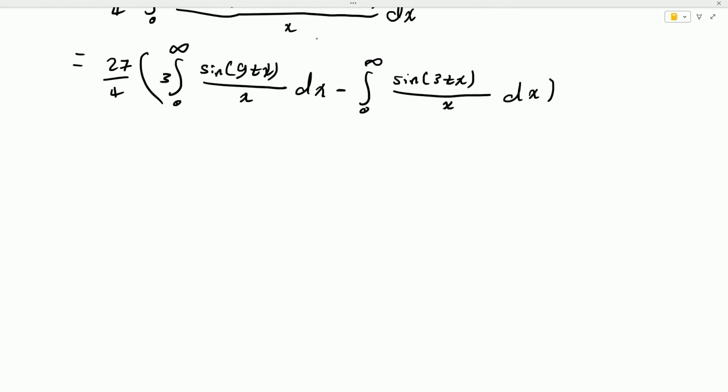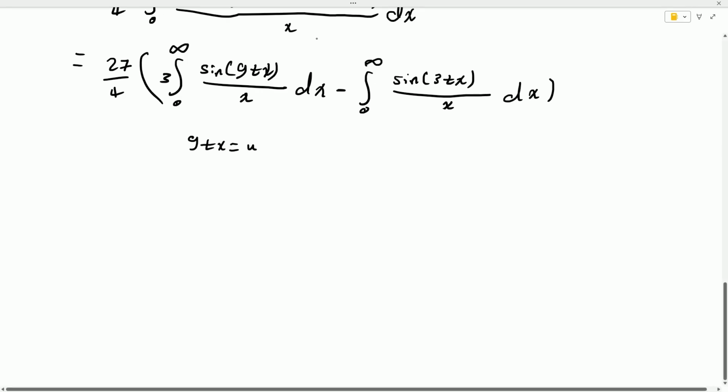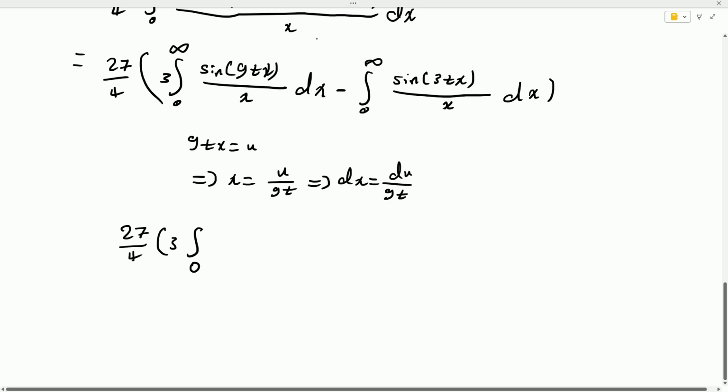Well, let's let 9tx be equal to u, and this implies that our x is equal to u by 9t, which implies that dx is just going to be du by 9t. So now we're going to have 27 by 4 multiplied by 3, the integral. Let's see, as x tends to 0, u is going to tend to 0, and as x tends to infinity, u is also going to tend to infinity. So the limits have not changed. The integral from 0 to infinity of the sine of u all over x, which is just u by 9t, and of course our dx has become du by 9t.